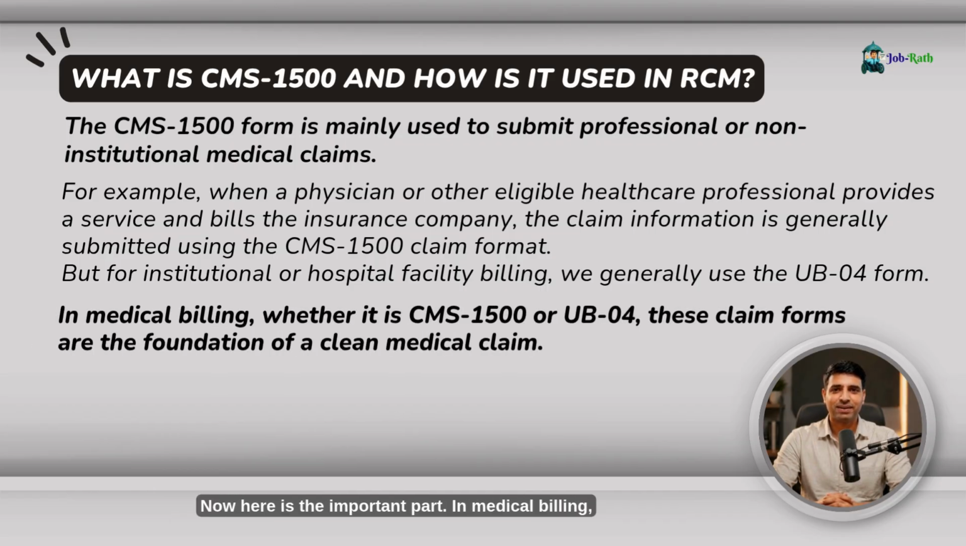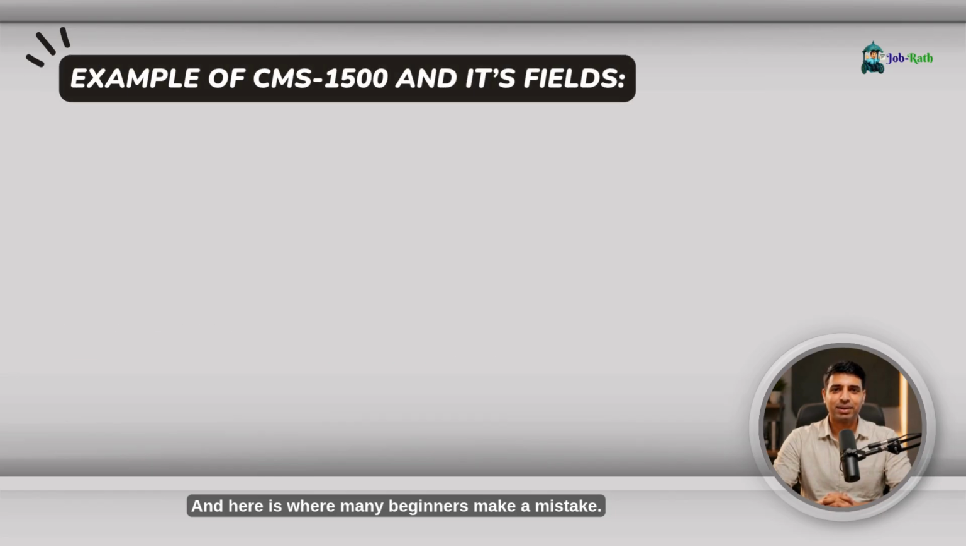Now, here is the important part. In medical billing, whether it is CMS 1500 or UB04, these claim forms are the foundation of a clean medical claim. Think about it like this. When you send a parcel, you need the correct name, correct address, and correct delivery information. If even one important detail is wrong, your parcel may not reach the correct destination. The same thing happens with a medical claim because the CMS 1500 form contains important claim information such as patient details, insured information, diagnosis codes, date of service, place of service, CPT or HCPCS codes, modifiers, charges, rendering provider information, and billing provider details.